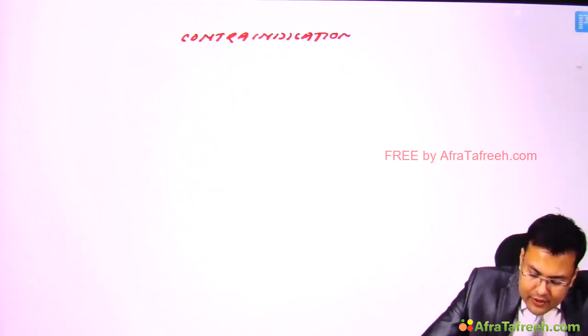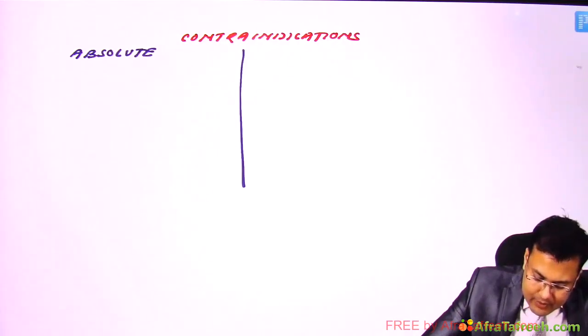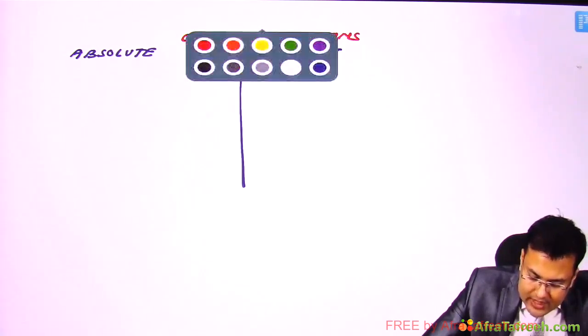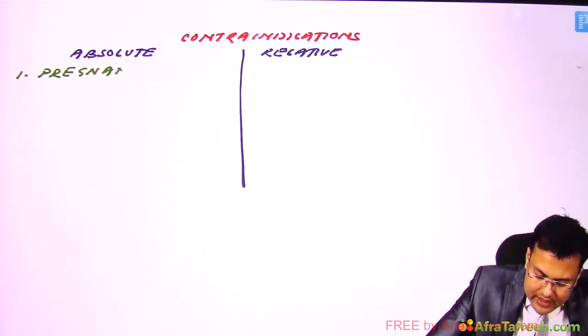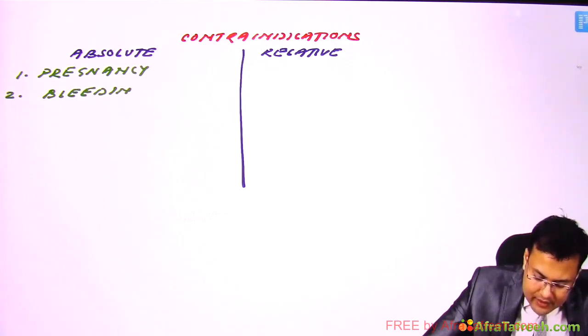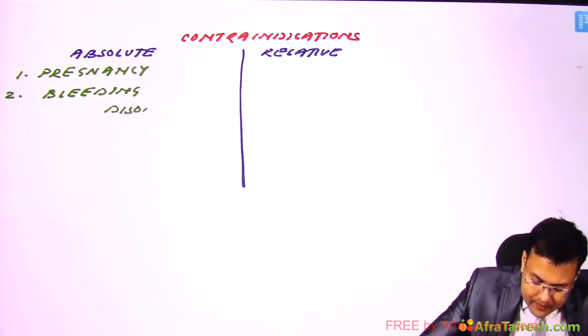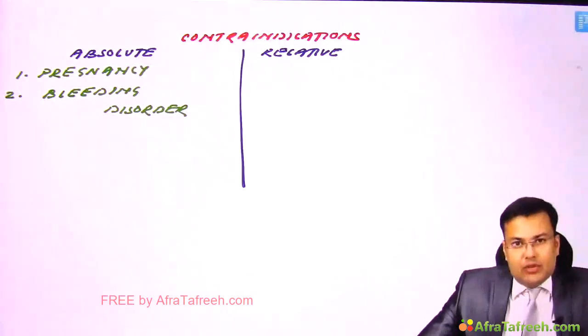Clear? First of all, absolute, and second is relative. Absolute and relative. Okay. So absolute contraindications we discussed. First, pregnancy. Why? Because there is increased risk of injury to fetus. And second, bleeding disorder. Why? Because of increased risk of hematoma. Okay. Now, what are the relative contraindications?